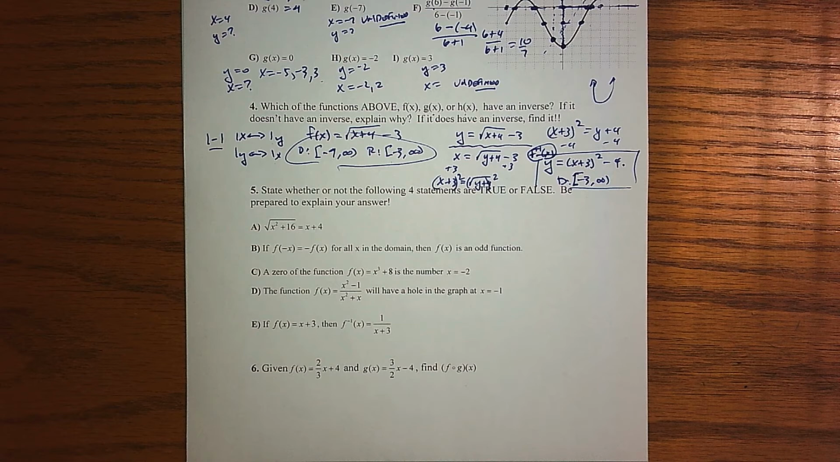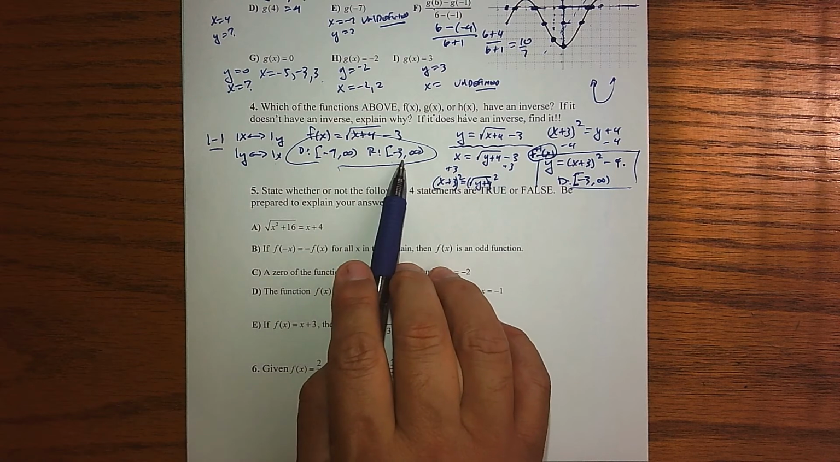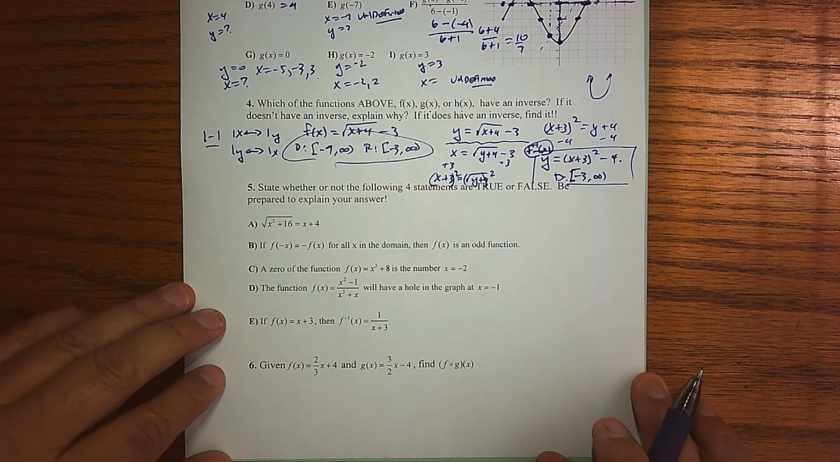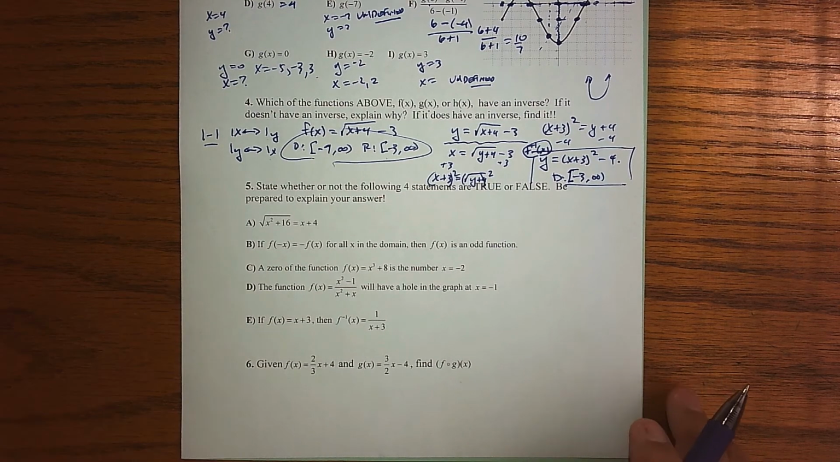So a lot of review there: what it means to be one-to-one, how to find an inverse function, and then restricting the domain and range for the inverse function. All right, true or false questions. When I typically ask these, you don't really have to do a lot of work, but obviously we have to do some explanation here.